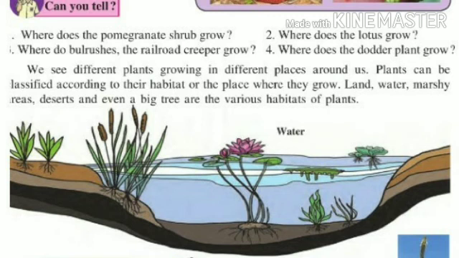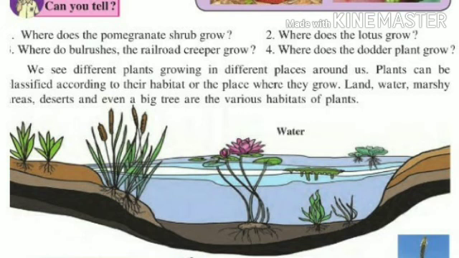Yes. Next question is, where do bulrushes and railroad creepers grow? Bulrushes grow near water source. Usually it is seen growing on the banks of the water bodies. Railroad creepers are seen growing on the compounds of houses and on the roadsides. It can grow without support due to its green and flexible stem.